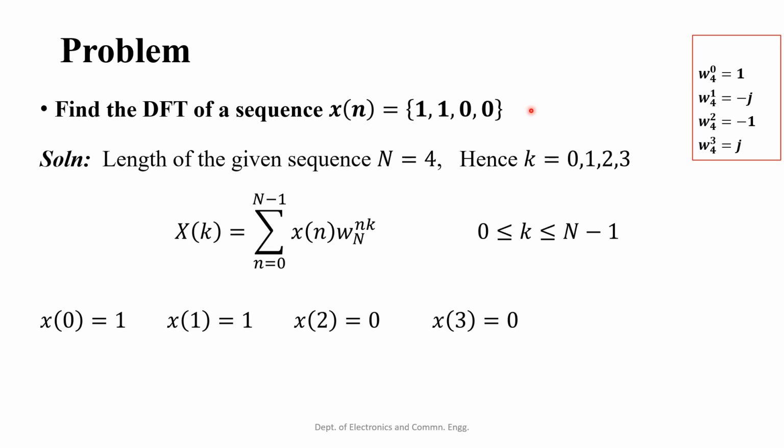In any problem, if it is something like this, find the DFT of a sequence so and so, then all these values represent the amplitude of the signal in the time domain. Remember, these are the values in the time domain, and we need to convert this to the frequency domain. To convert that into the frequency domain, this is the formula we are going to have: X of k is equal to the summation n equal to 0 to N minus 1 of x of n times W_N to the power nk, for all the values of k running from 0 to N minus 1. Now let us go through the calculation part.